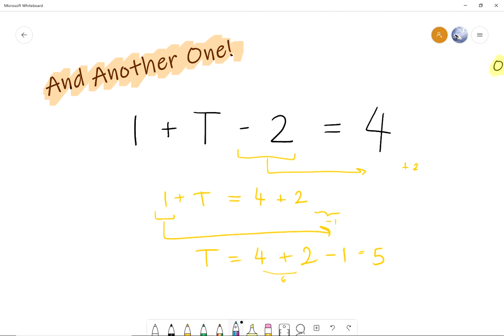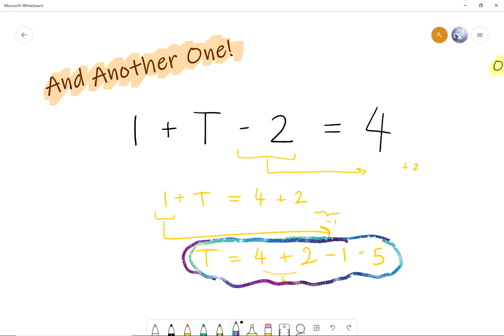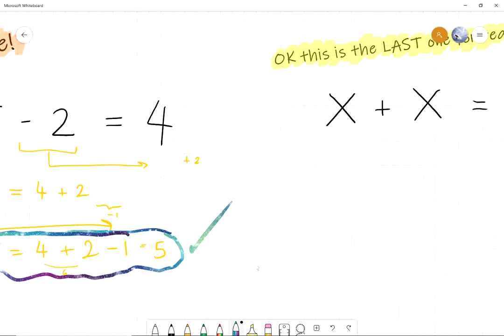Very nice. So does 5 work in the original equation? 1 plus 5 is 6. 6 minus 2 equals 4. So 5 works. Amazing. Okay, math always works when you do it right.